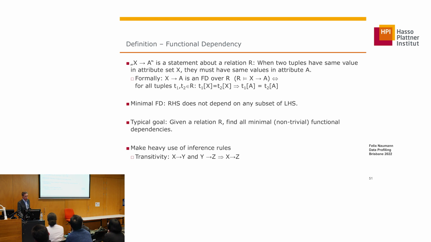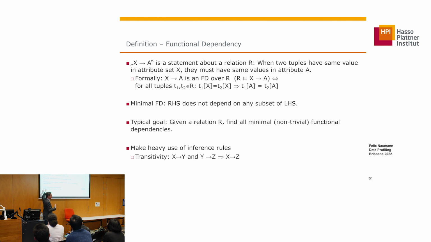Again, we're looking for minimal functional dependencies. So if first name, last name, date of birth determines the city you live in, then first name, last name, date of birth, and place of birth, of course, also determine where you live, but it's not interesting, it's not minimal. You're looking for the minimal ones again.